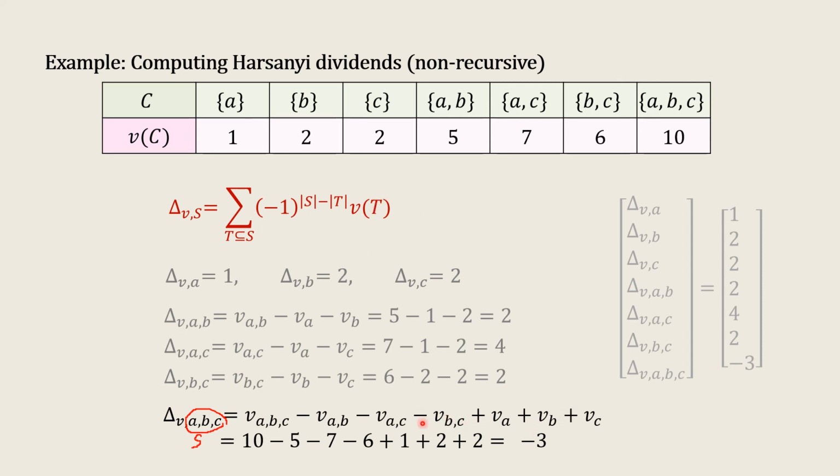And then the values of t are A, B, and C. So the value of A plus the value of B plus the value of C. Plugging in the numerical values, I get -3, which verifies this last delta here. And so the non-recursive expression to compute the Harsanyi dividends also was verified.